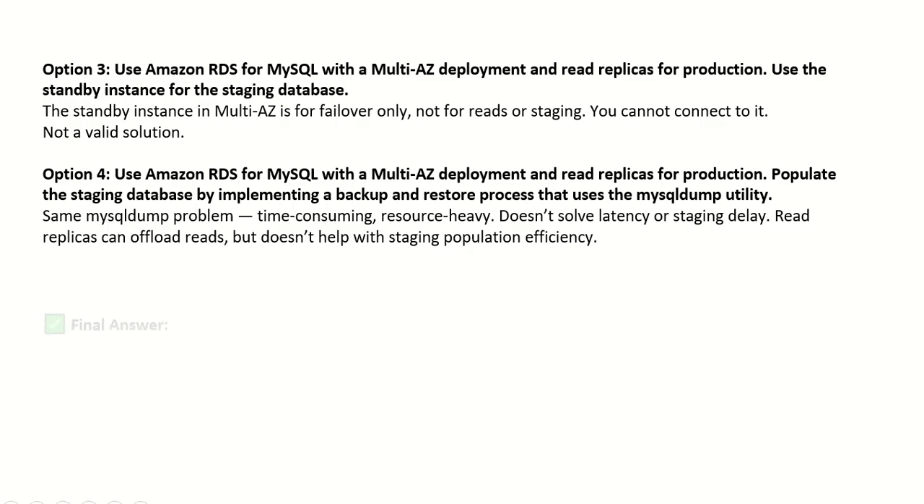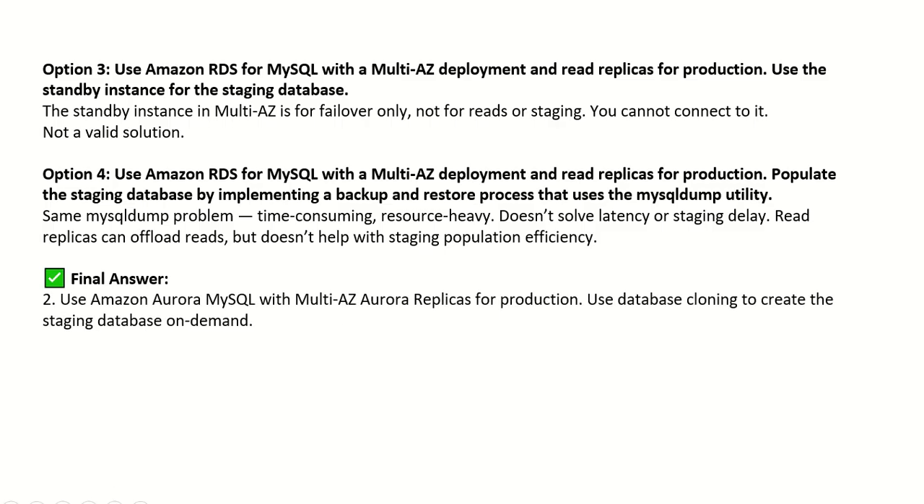Okay. So the final answer is option 2. We will use Amazon Aurora MySQL multi-AZ for production, and we will not use the MySQL dump. We will use database cloning to create the staging database on demand.